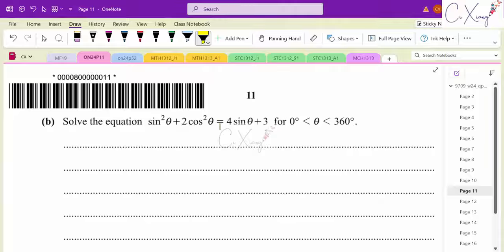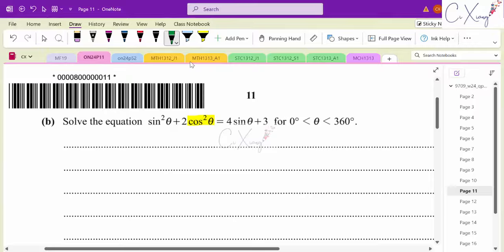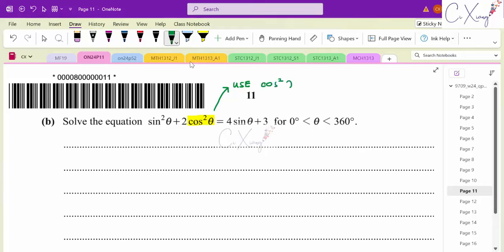If I have a look at this equation, I realize it is possible for us to change the whole equation to sine theta, because you can use the identity we learned earlier, where sine squared plus cos squared equals 1. Therefore, cos squared theta can be written as 1 minus sine squared. So when you substitute this identity, your whole equation will have everything in sine theta. So let's start. I have sine squared theta plus cos squared theta equals 4 sine theta plus 3.